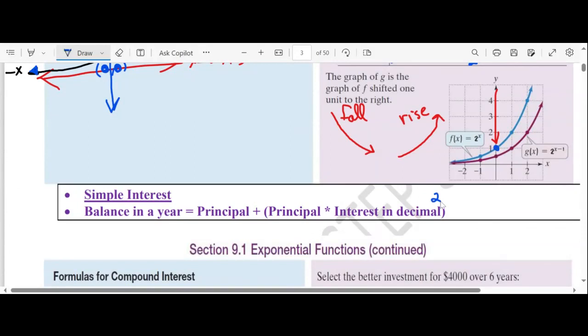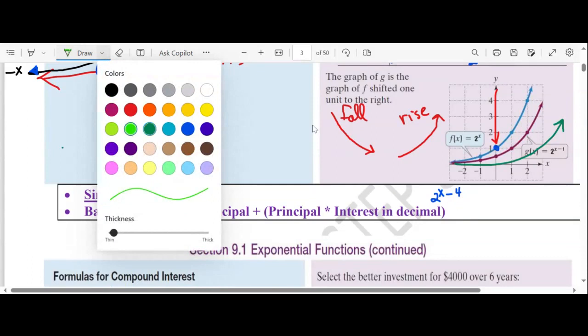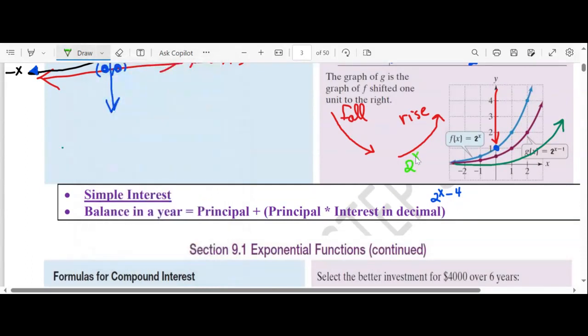If I told you that you have 2 to the power of x minus 4, where do you think it's going to be? We need to raise the graph. Is it going to be up or down? No, it's going to be down, because the 4 is minus, so we're going to make it down. And if I say 2 to the power of x plus 2, where is it going to be? Up here, you see?